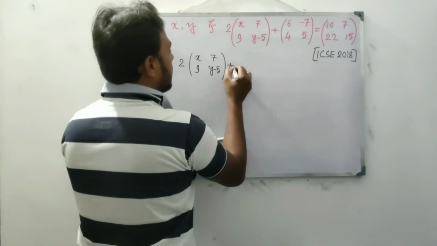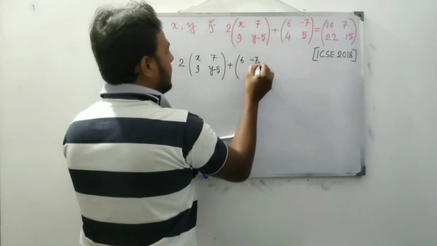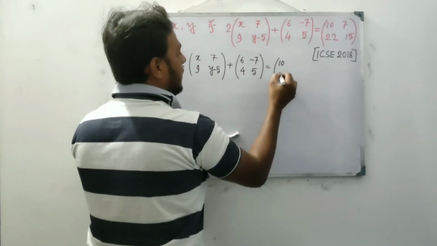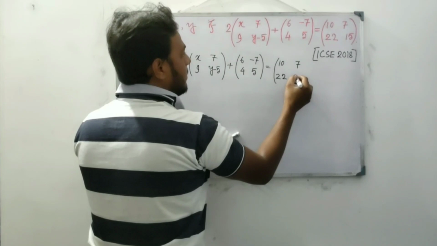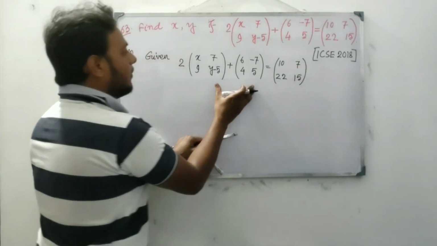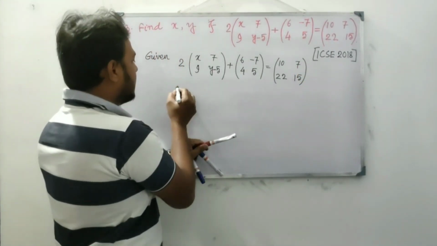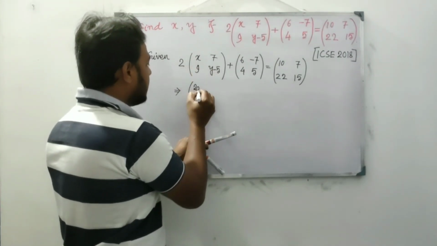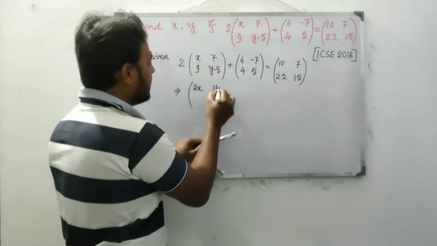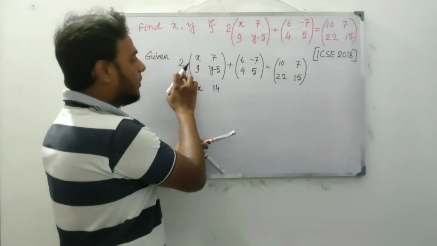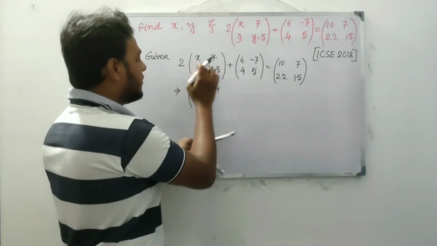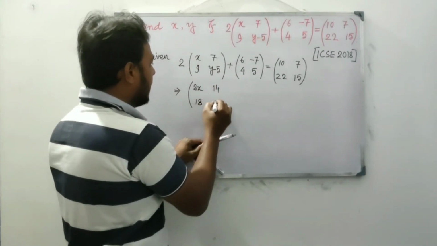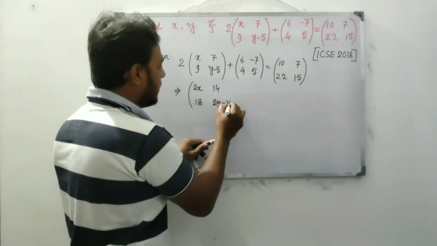Okay, plus 6 minus 7 4 5 equals to, given that 10 22 7 15. Now convert the left hand side into a single matrix. If we convert this into a single matrix, first multiply by 2, then it will be 2x 7 to the 14. Since this is scalar multiplication, you have to multiply 2 with each of the entries of the first matrix. So 2x 14, 9 to the 18, and this will be 2y minus 10.